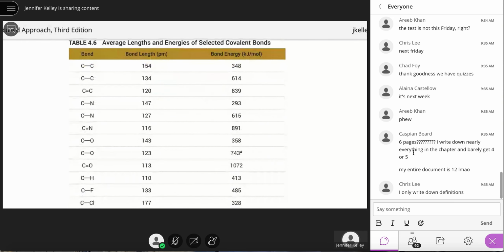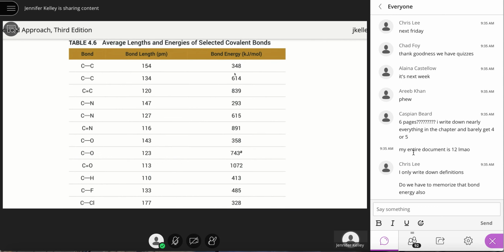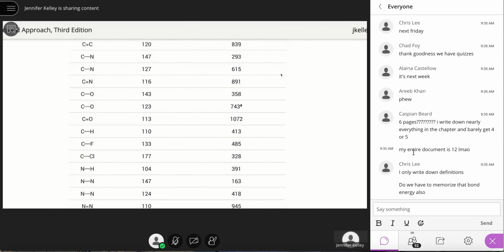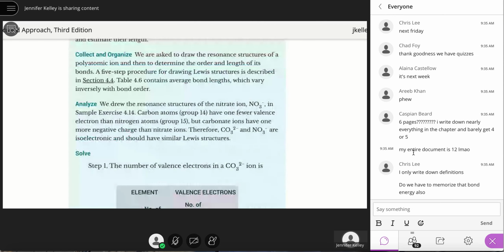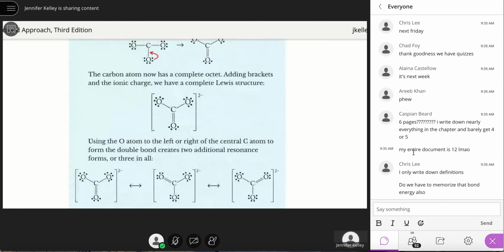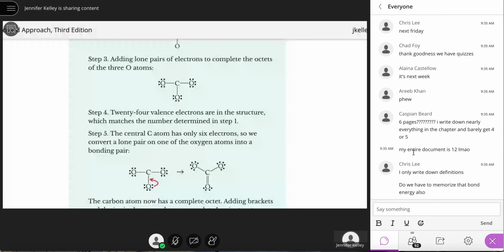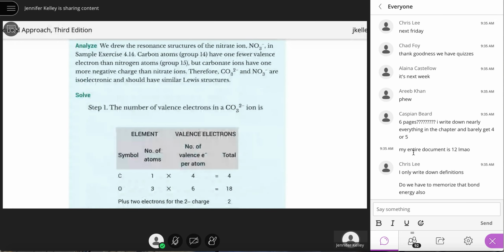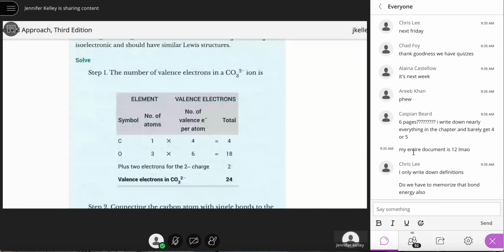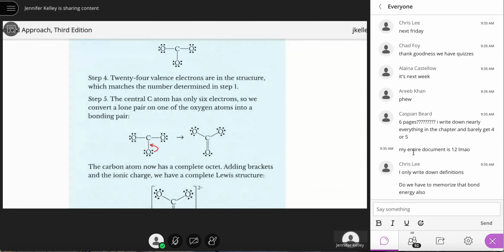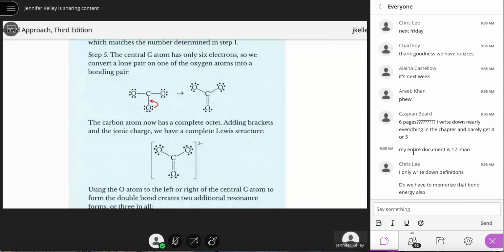And then this whole chart goes over bond length. So if you just look at the first three, we have a single bond, a double bond, and a triple bond. And you can see from the bond length which one is smaller and which one is bigger. And on the right, you can see which one has the highest energy and the least. And then this whole sample question goes over resonance of carbonate.